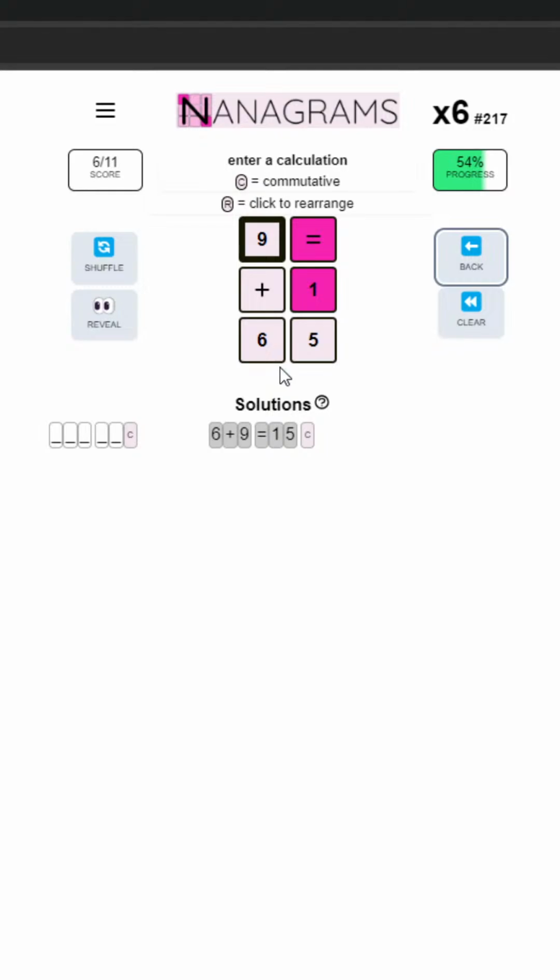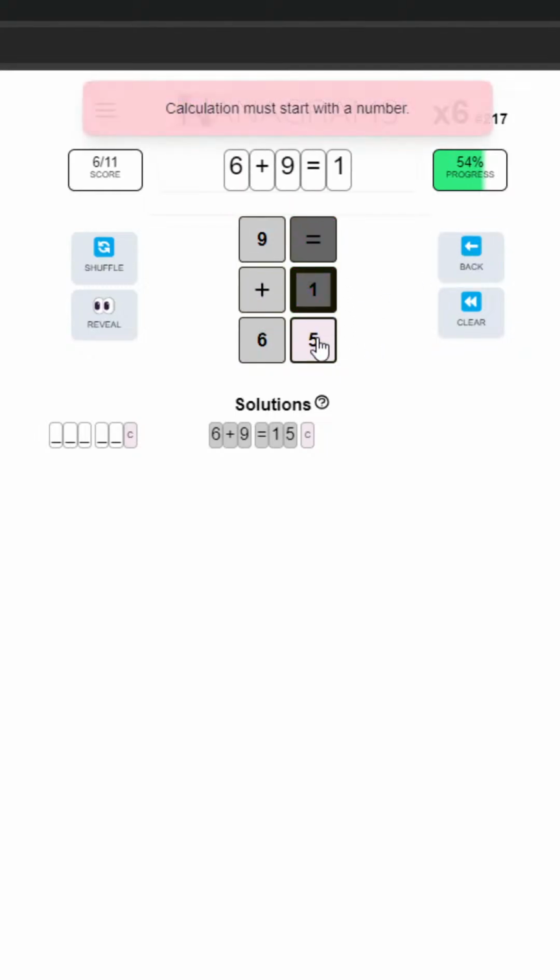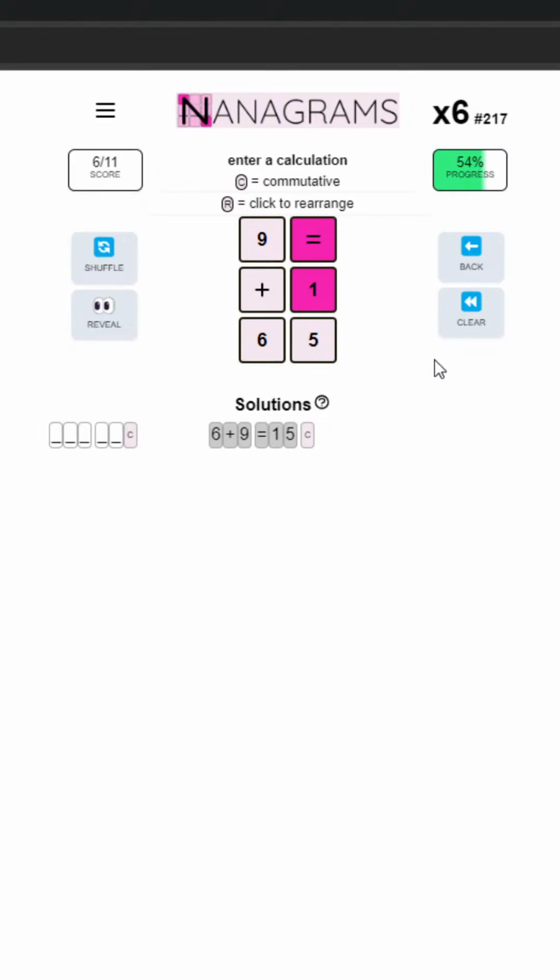Hmm. 9 plus 9 is 18. 1 plus 1 is 2. 6 plus 6 is 12. 6 plus 5 is 11. But I can't use 1 twice. 6 plus 9 is 15. We've already done that. 9 plus 6 is equal to 15. Yeah.